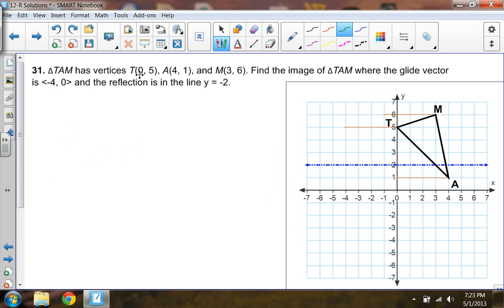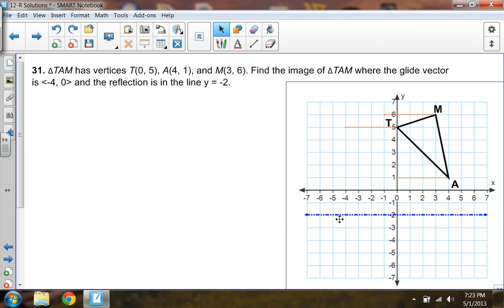Okay, triangle TAM has vertices at (0, 5), (4, 1), and (3, 6). Find the image of this where the glide vector is (-4, 0). So I'm going to glide this way for each thing. I already drew these things up. And the line reflection is y equals -2. Oh, well, it's not down there. I'm at 2. Looks like I should set this up correctly next time. So y is at -2. When I reflect this, I think the triangle is going to go off the map a little bit here. But anyway, I want to take this and do a glide first.